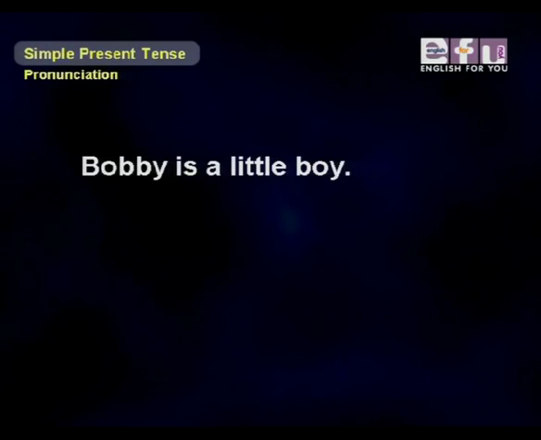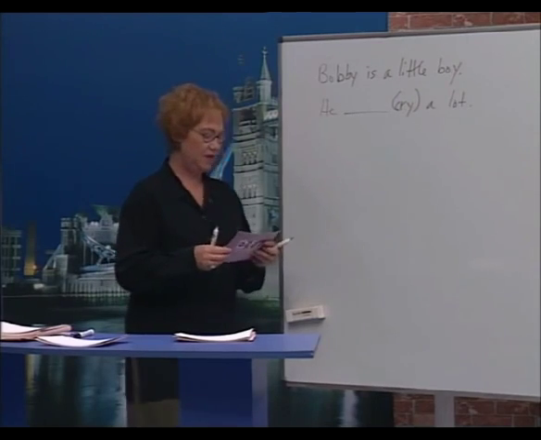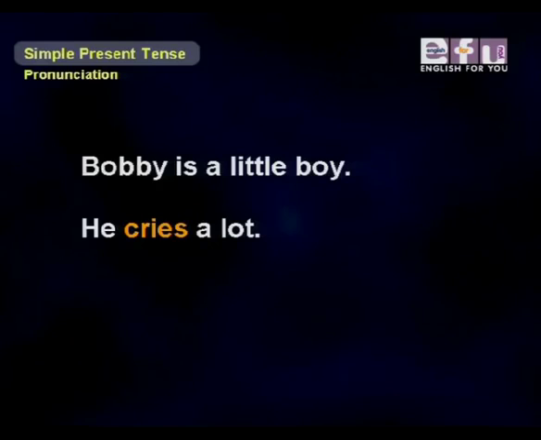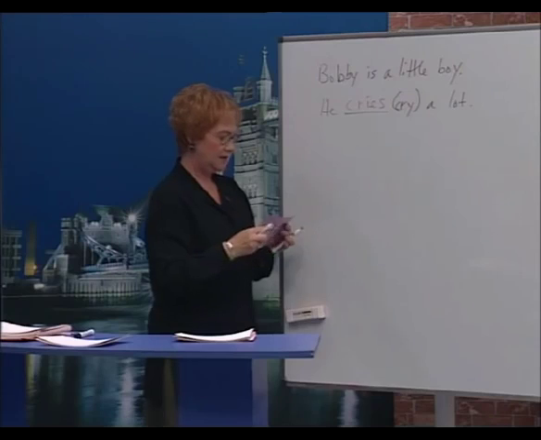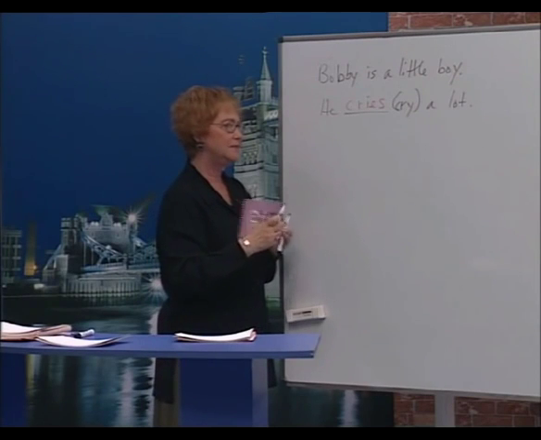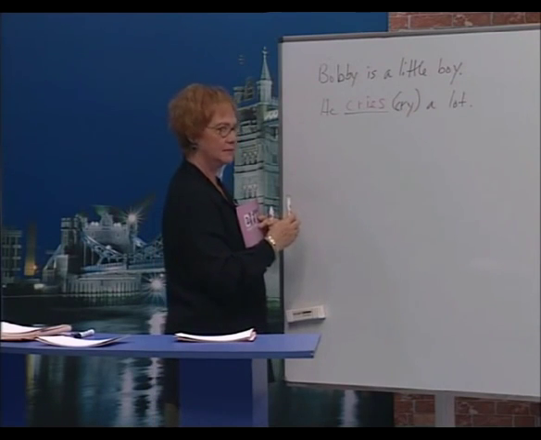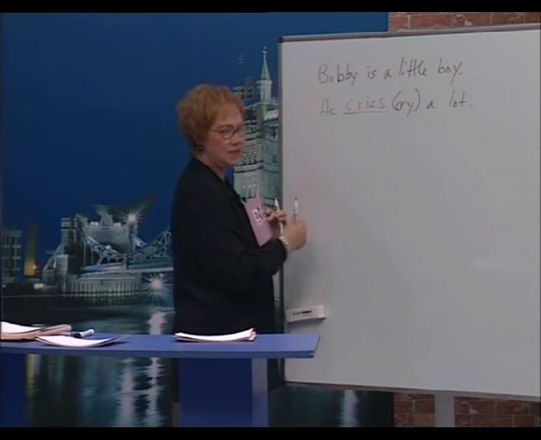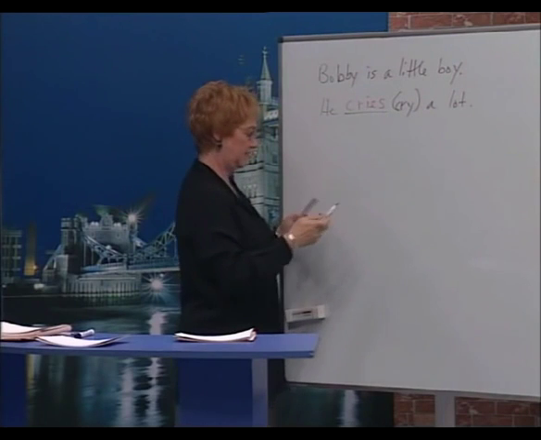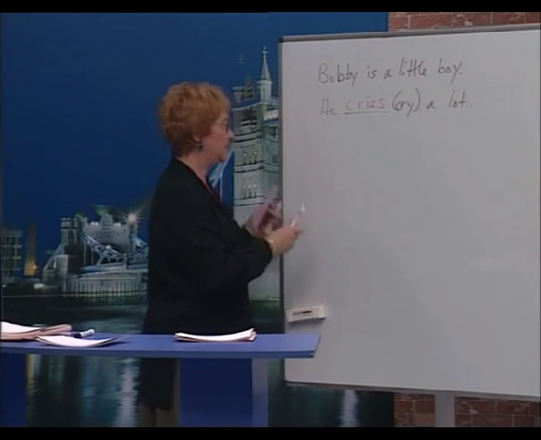Bobby is a little boy. He cries a lot. All right, Lisa, you start. Bobby is a little boy. He cries a lot. Okay. Now, spell cries. CRIES. And why did it change? Y after a consonant. Yes, good.